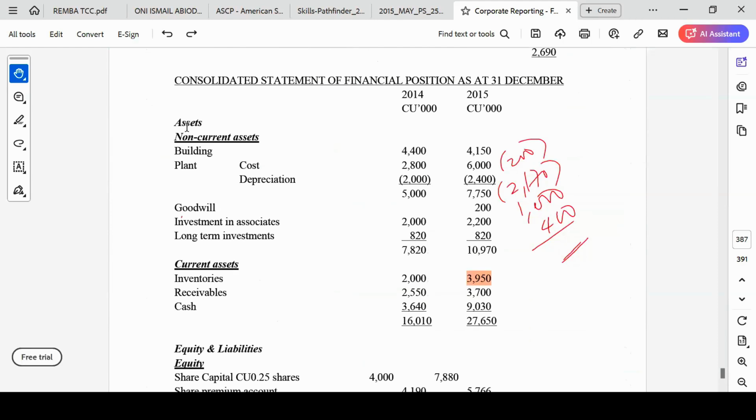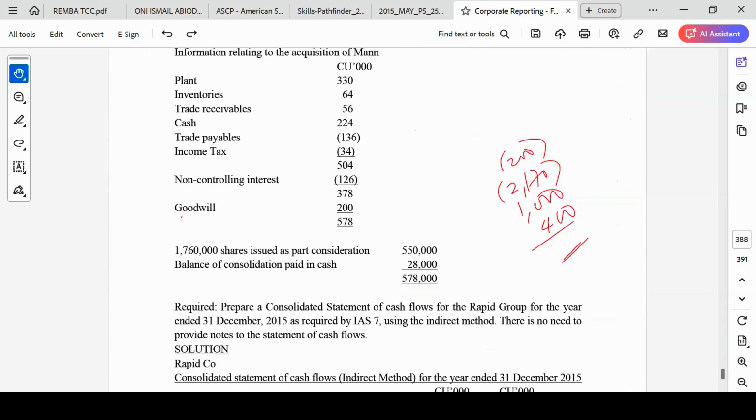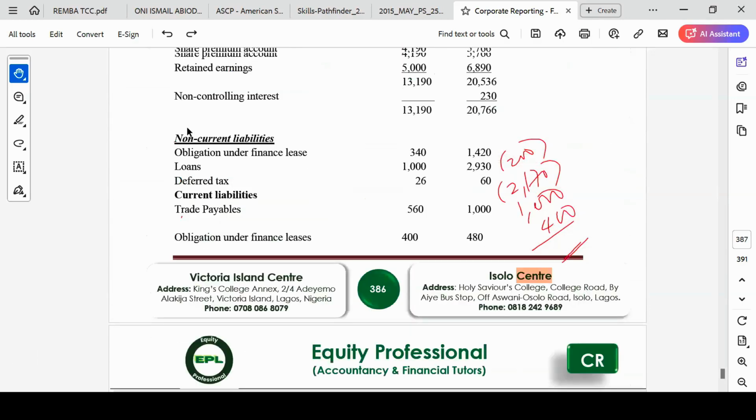Under non-current assets, we have goodwill. That would have been when we purchased the subsidiary. So what is the net cash? We had a net cash received position when we did it. It was 196, and that's why it's not in the cash flow there. I remember very well. Okay, we go back there again.